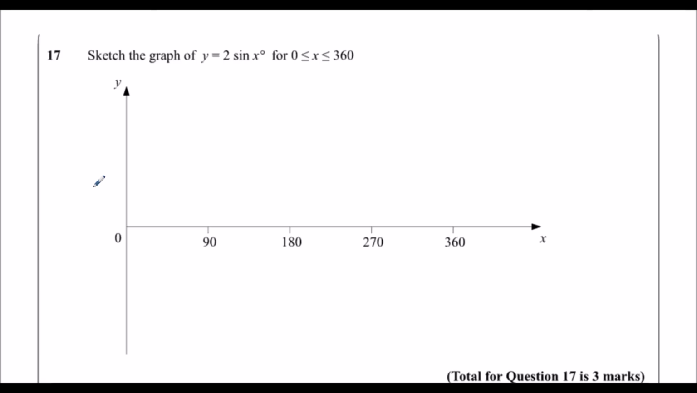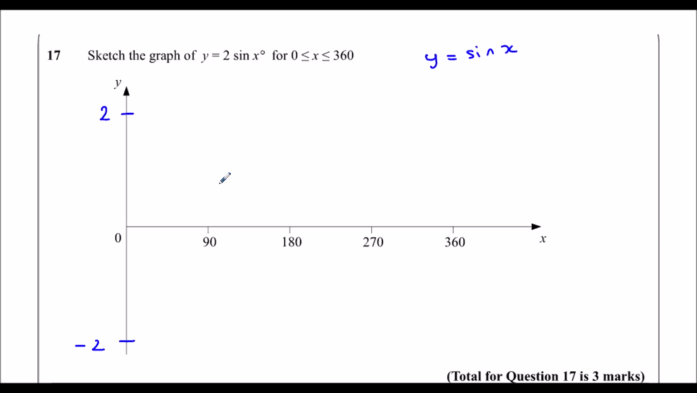Question 17. Sketch the graph of y equals 2 sine x for 0 to 360. So it's the sine graph. It's like y equals sine x, but it's been multiplied by 2, so it's going to be twice as high. The sine graph usually goes between 1 and negative 1, so the graph of 2 sine x is going to go between 2 and negative 2. It's going to be double the height. All our sine x values will be doubled, twice as high.